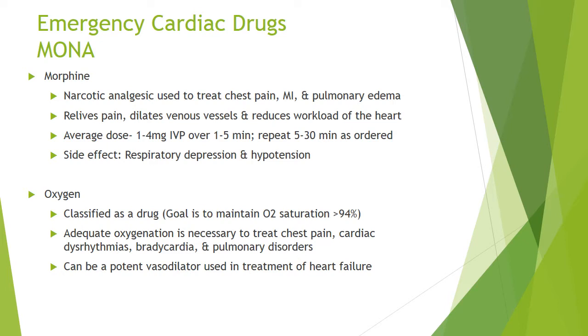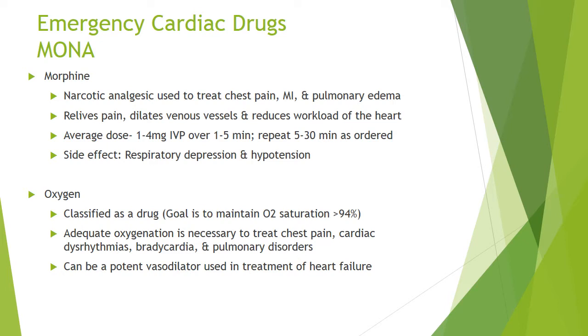MONA stands for morphine, oxygen, nitroglycerin, and aspirin. Morphine is a narcotic opiate analgesic used to treat chest pain, MIs, and pulmonary edema because it not only relieves pain, but it helps dilate venous blood vessels and reduces the workload of the heart. Average dose ordered for morphine can be from 1 to 4 milligrams.